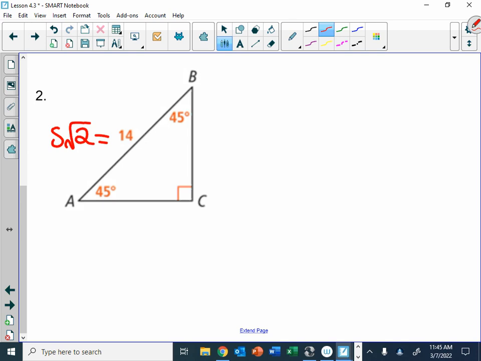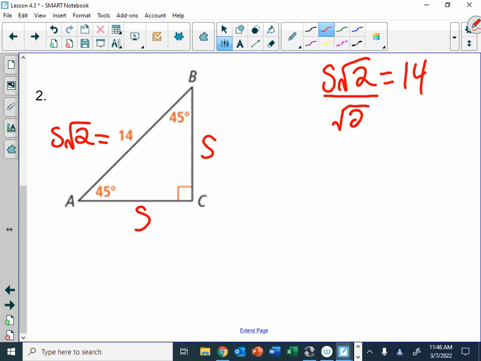So again, another example of where you don't see the square root of 2, but that still is S times the square root of 2 because it's the hypotenuse. Okay, so just like we did in the last one, I need to figure out S. Remember for 45, 45, 90, your legs are both S. So S times the square root of 2 is 14. I need to figure out S. So what do I need to do? Get S by itself. Divide by square root of 2. And this answer, I believe, comes out cleaner.